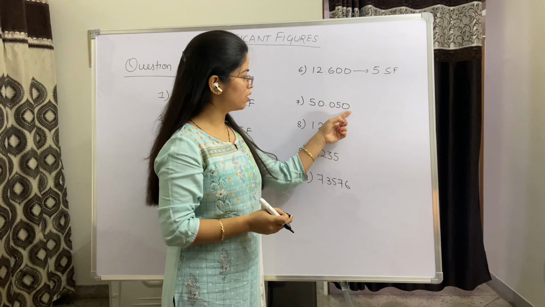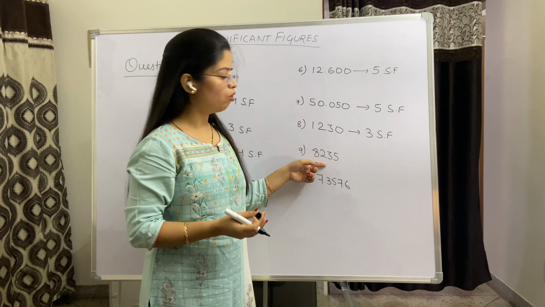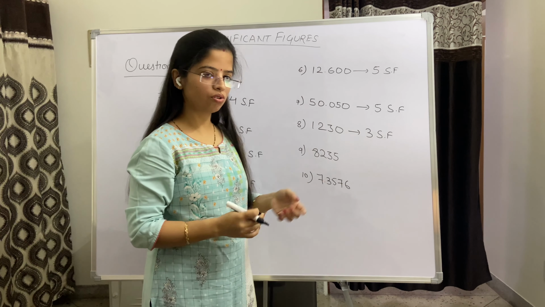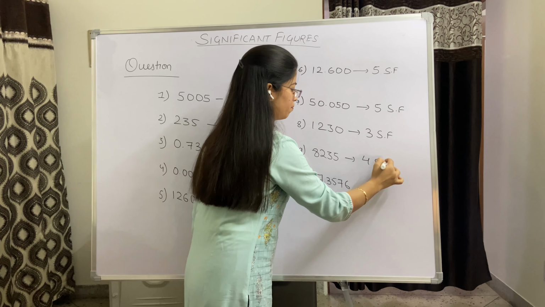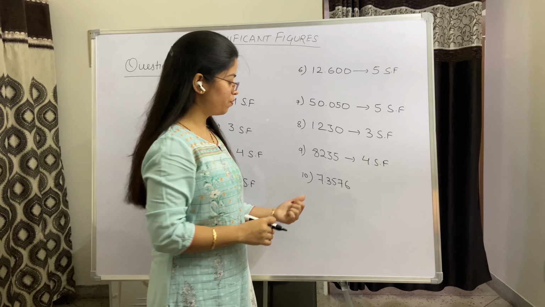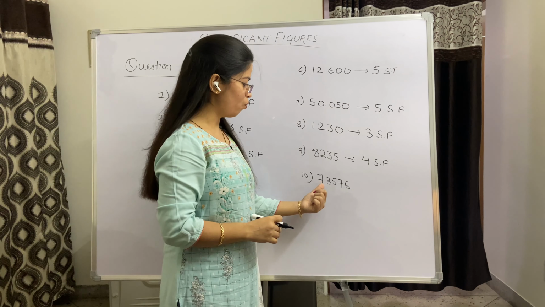In this case we will not count this 0 because we don't have any decimal here. So there are 3 significant figures. In this case, rule 1, all the digits are non-zero numbers, so we can say there are 4 significant figures. In this case we have 1, 2, 3, 4, 5 significant figures. This was all about the significant figures.